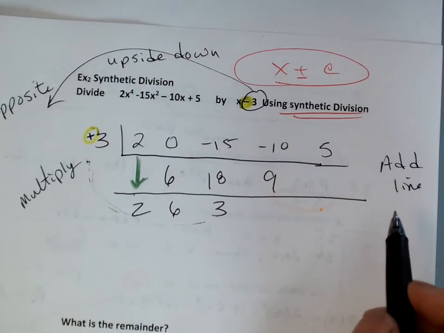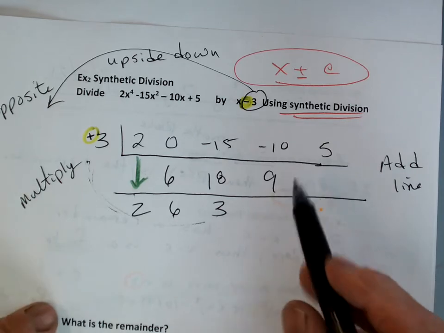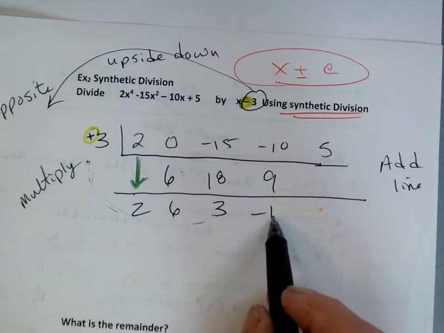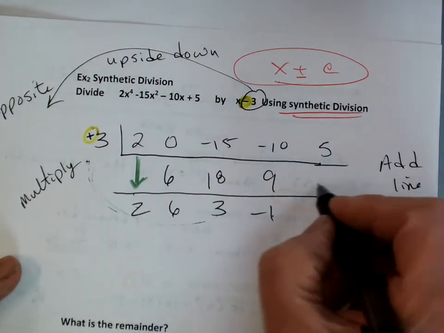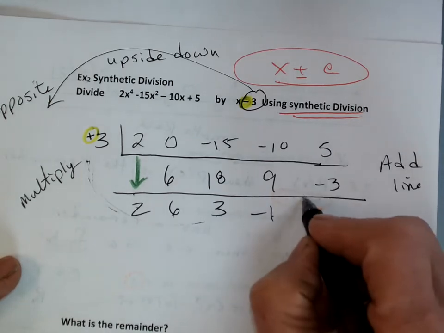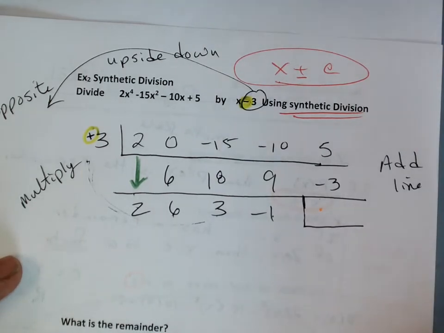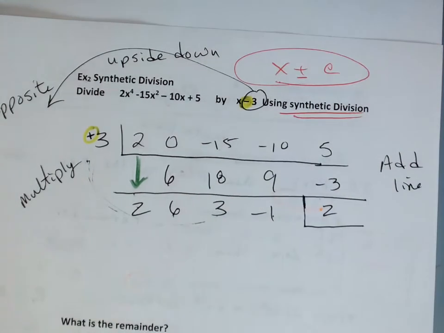Am I going too fast? Okay, then I add, and I get a negative 1. And multiply. Negative 3. And then I like to use a little box here. That's my remainder box. There's my 2. There's my answer, except for, wait. Except for the x's were invisible, right? So let's put the x's back.